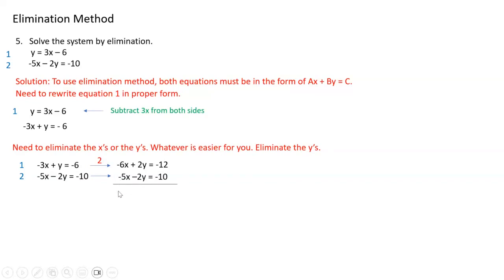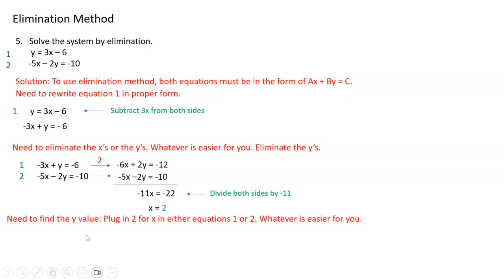So negative 6x minus 5x will give us negative 11x. And the y's are going to cancel. They're going to be eliminated because 2y minus 2y gives us 0y. And then we add the constants: negative 12 minus 10 gives us negative 22. This is my result. Then we divide both sides by negative 11. So x equals 2. Once you get to this stage, for substitution or the elimination method, once you get the value for x or for y, then you do the same process for each method.